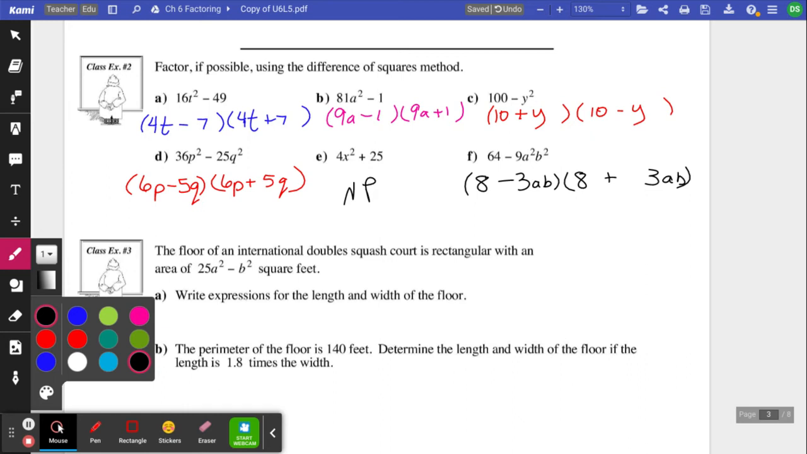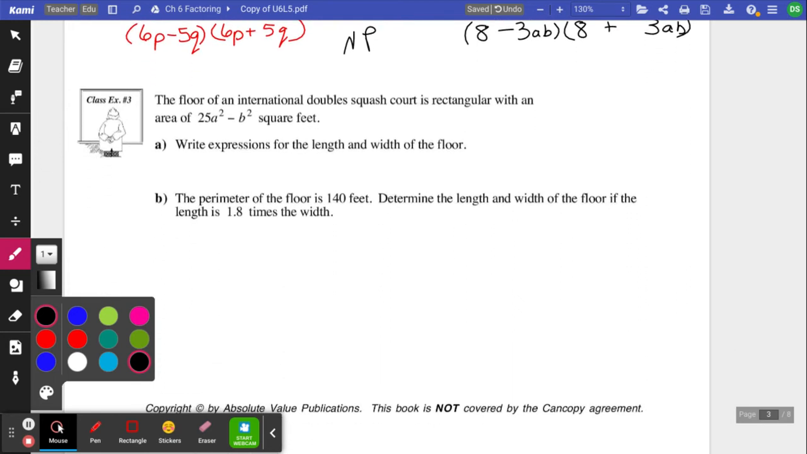Okay. Last one, and you can go to work on your own. The floor of an international double squash court is rectangular, meaning they're not the same length, but it has an area of 25a squared minus b squared square feet. This is so real life, isn't it? This is what happens in real life. Okay, and it says write the expressions for the length and the width of the floor.